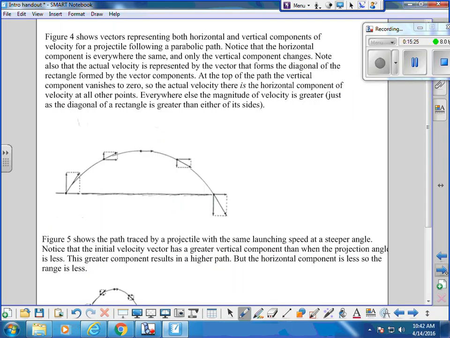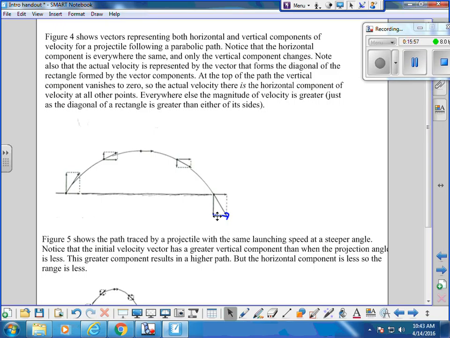Figure 4 shows vectors representing both horizontal and vertical components of velocity for a projectile following a parabolic path. Notice that the horizontal component is everywhere the same, and only the vertical component changes. You will notice here, if I draw it right here, that blue one right there, that's the horizontal component. And if I take it and I move it here, and here, here, and here, it's always the same.